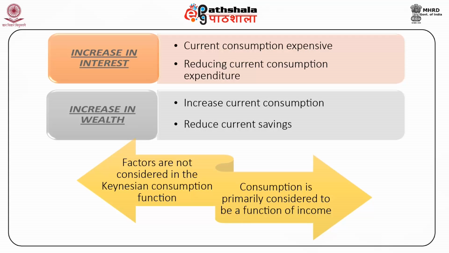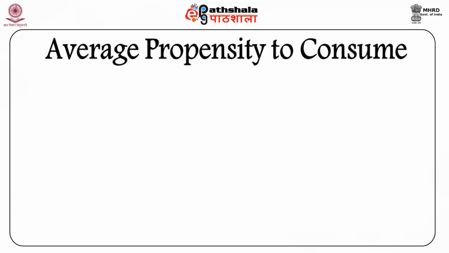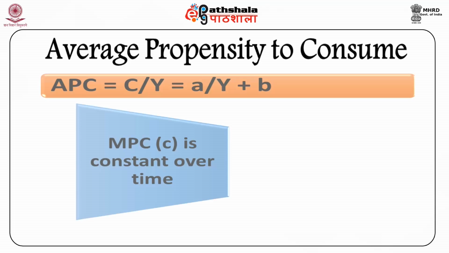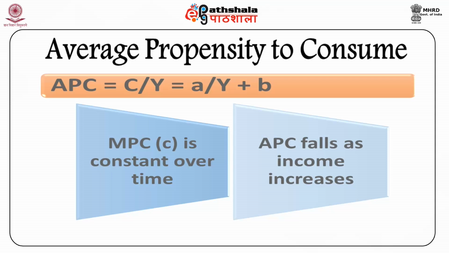Let us now understand the concept of average propensity to consume. The average propensity to consume is consumption divided by income Y. That is, APC is equal to C upon Y, which is equal to A upon Y plus B. MPC is constant over time, but APC falls as income increases.